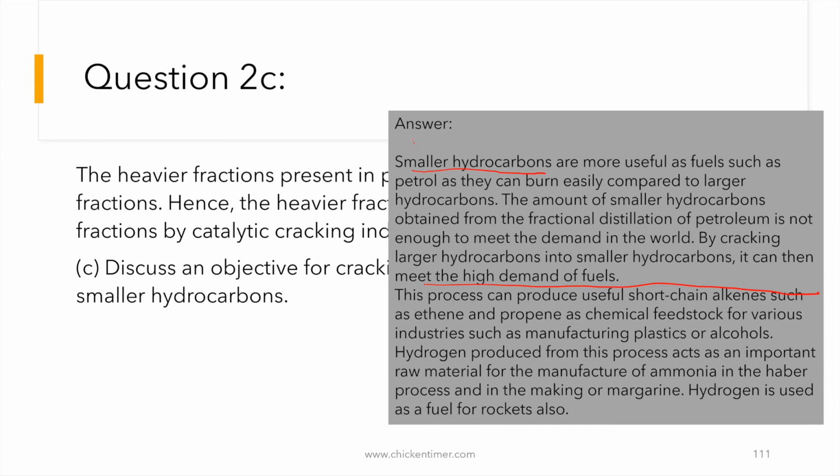Then the second thing that you can talk about is to produce short chain alkenes such that they can be used to produce plastics and alcohol. Then the third one is to produce hydrogen for fuel purposes and to manufacture ammonia. So they say discuss an objective. Usually the one that comes straight to our mind is to meet the demands of the people. They want smaller hydrocarbons.